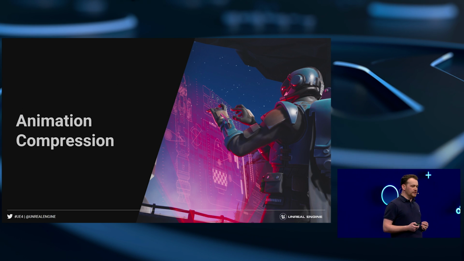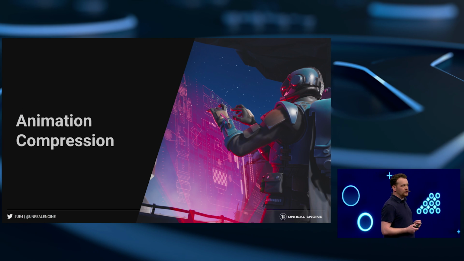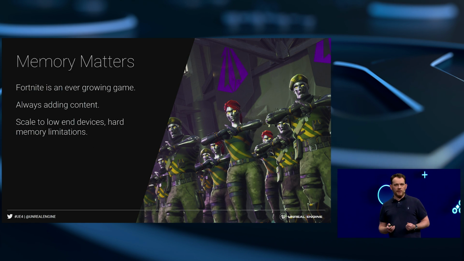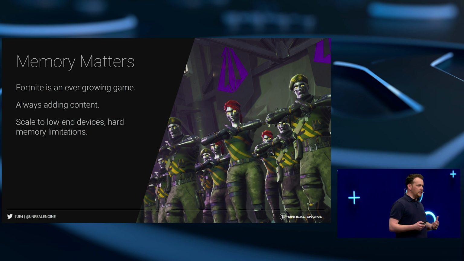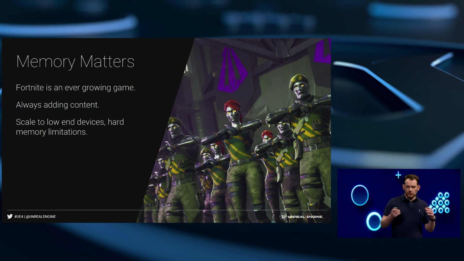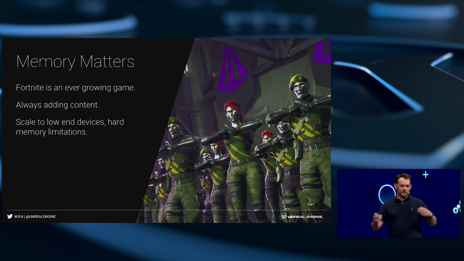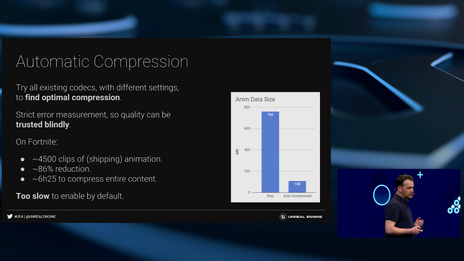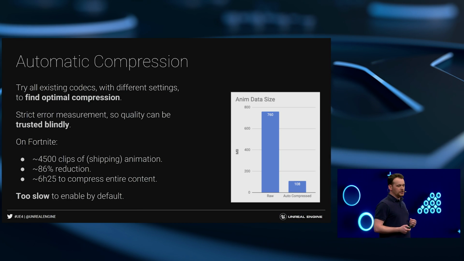The next topic we'll discuss is some improvements we've made to animation compression. Just like performance matters in Fortnite, memory matters a lot. As I said, Fortnite is an ever-growing game. We're always adding content, and we're always trying to bring the game to more and more devices, including many that have very limited memory. So what we do for animation is we run automatic compression.